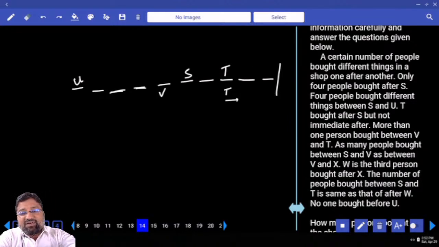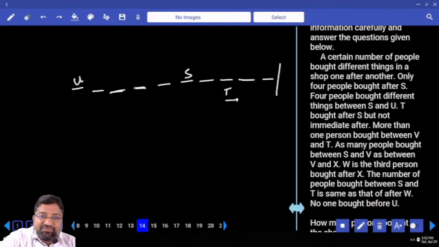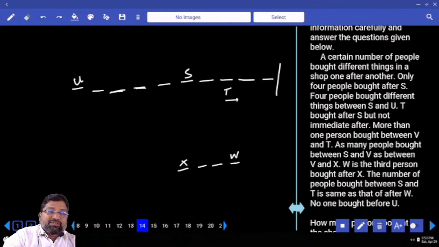So as of now, I am not sure with the position of T, so I can't fix V. Since I can't fix V, I can also not fix W. W is the third person bought after X. Bought after X. No person, third person. Who is it? W. After X. 1, 2, 3 is W.